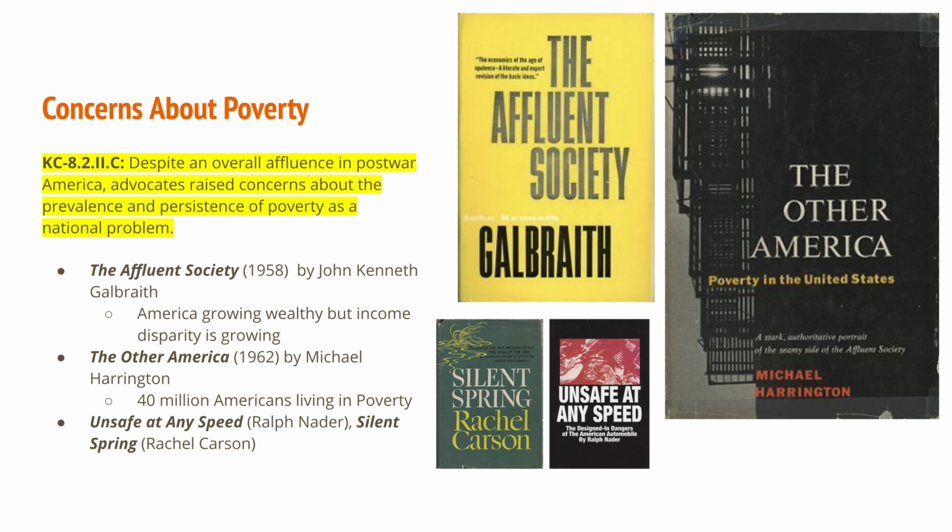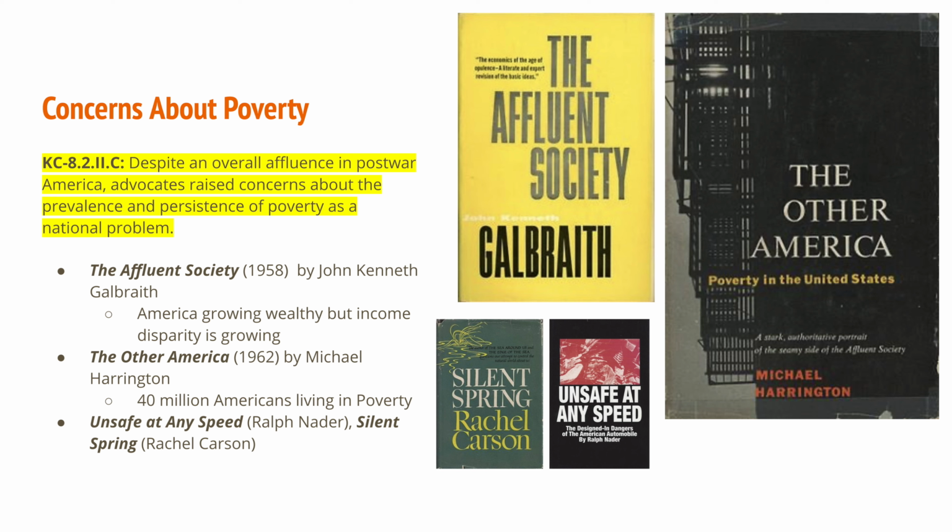So The Affluent Society in 1958 by John Kenneth Galbraith said that America was growing wealthy, but income disparity was growing in the United States. And so if we did not fix this fundamental problem, it would escalate into bigger problems for the United States.